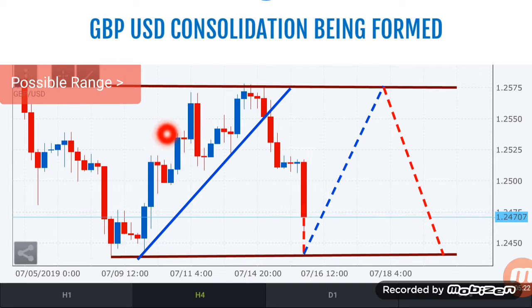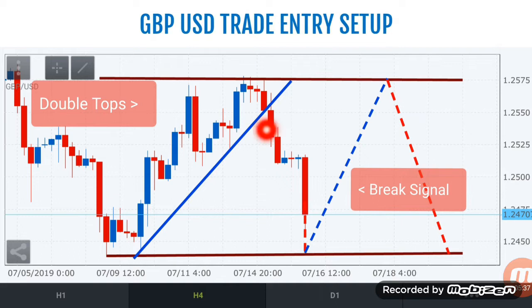So the idea was that the market was going to be forming this pattern here, a double top pattern, which was indicating that the market was going to be transitioning from an uptrend to a downtrend as part of the formation of this consolidation setup. Now, specifically to the signal, you can see here that the double tops were formed as part of the transition from the uptrend to the downtrend, breaking this uptrend line, indicating the start of the bearish movement as part of the formation of this consolidation setup.